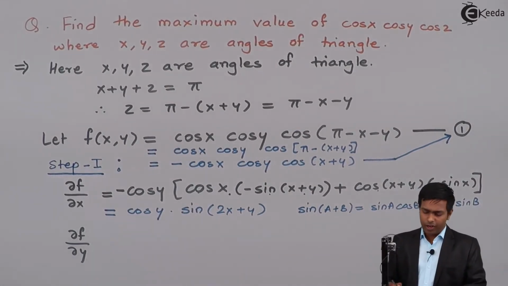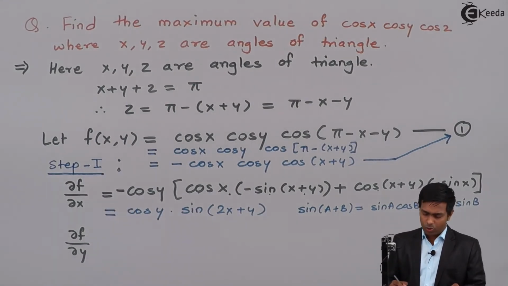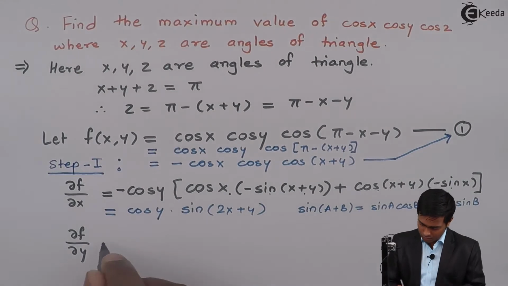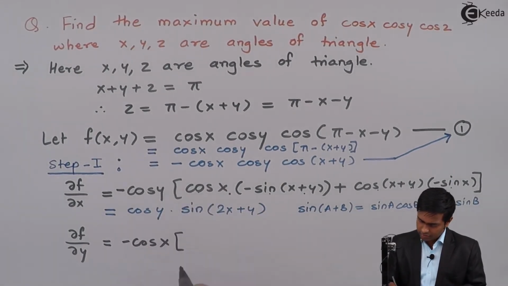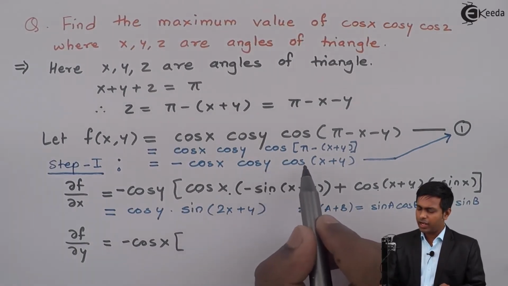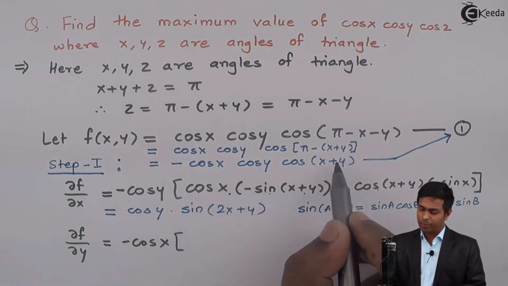Now we'll find out the value of ∂f/∂y. For that we'll partially differentiate f with respect to y. First of all we'll keep this minus cos x outside. In the bracket we have cos y and cos(x + y). We'll differentiate this using the product rule.